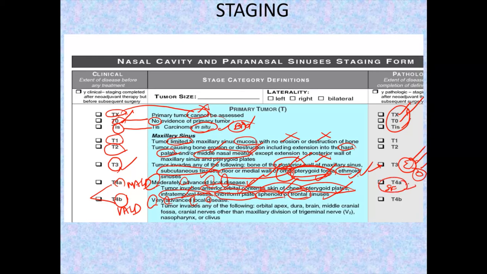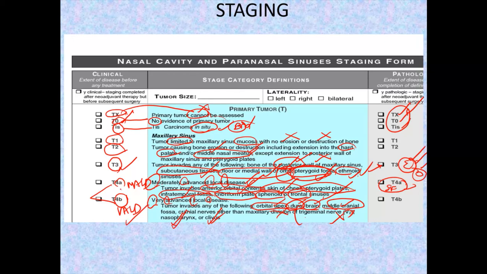That is T4A. T4B, as I already told you, is orbital apex, dura, brain, middle cranial fossa, cranial nerves other than the trigeminal nerve V2, and nasopharynx and clivus. So this is all the involvement of T4B: orbital apex, dura, brain, middle cranial fossa, cranial nerves other than the maxillary division, V2. V2 is not involved in this, and nasopharynx and clivus are also there. T4A is moderately advanced local disease. T4B is very advanced local disease.